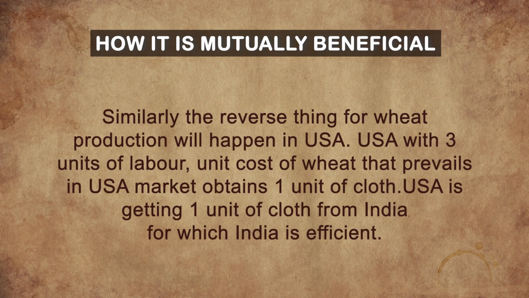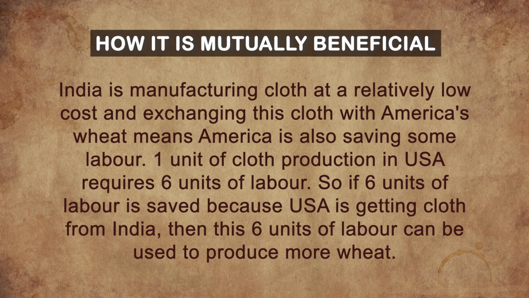And similarly, the reverse thing for wheat production will happen in USA. USA, with 3 units of labor, the unit cost of wheat prevailing in the US market, obtains 1 unit of cloth. So USA is getting 1 unit of cloth from India, for which India is efficient. Since India is manufacturing cloth at a relatively low cost and exchanging this cloth with America's wheat, America is also saving some labor.